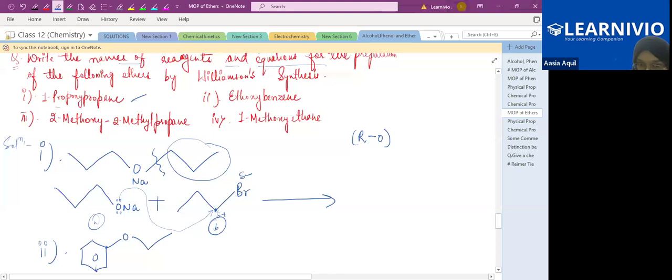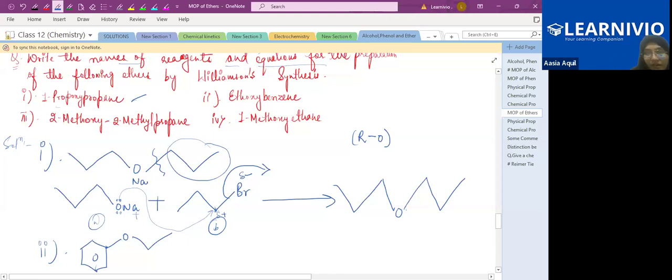This nucleophile will attack this carbon. Bromine is a good leaving group, so it will leave, and you will get this compound. Here the ether will be formed. This sodium is Na plus, and this oxygen has a minus charge. So Na combines with bromine and you get NaBr. A three carbon chain and a three carbon chain attach through this oxygen. So this is your corresponding ether.